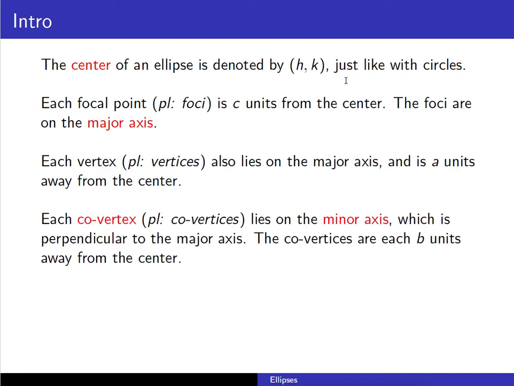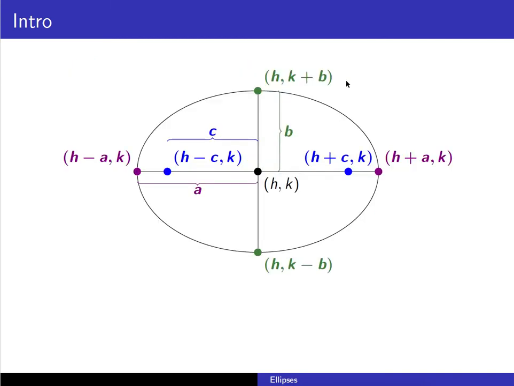And each co-vertex, the plural is co-vertices, is going to lie on the minor axis, which is always perpendicular to the major axis. And the co-vertices are each going to be b units away from the center. So the distance from the center to one of the co-vertices is going to be the value of b.